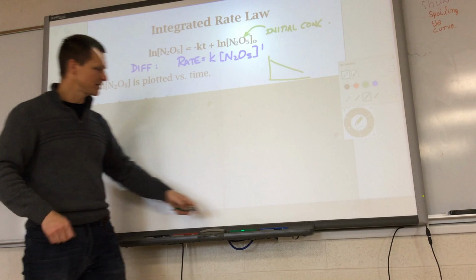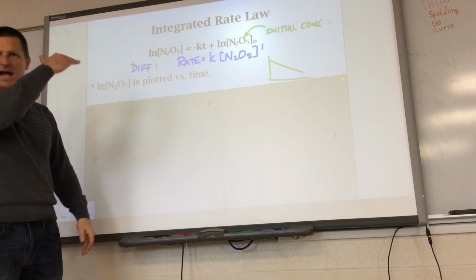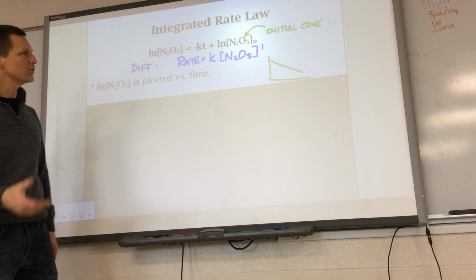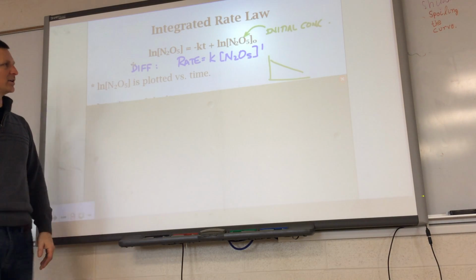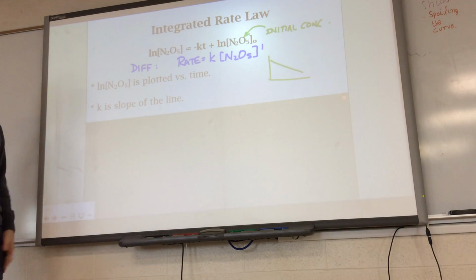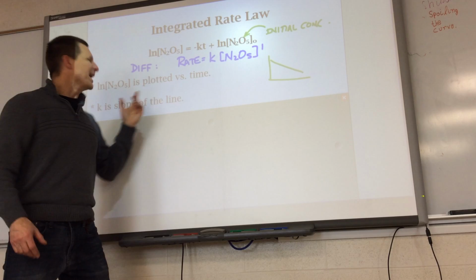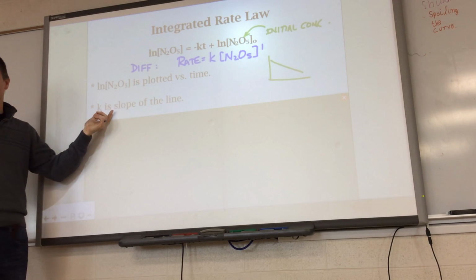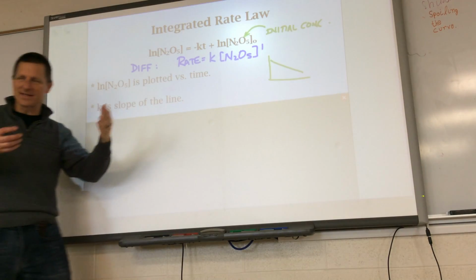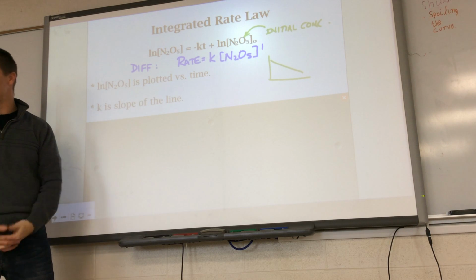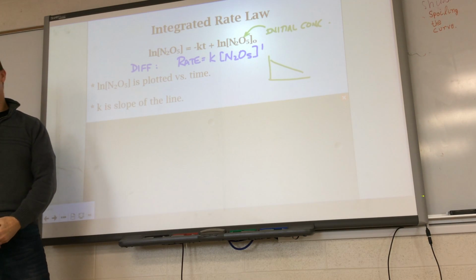Natural log of the reactant concentration versus time. It goes down over time. The natural log goes down in a linear fashion. I put K. I should have really put negative K because it's a negative slope. K's got to be positive. So you take the opposite value of the slope, and that's what the K value is.